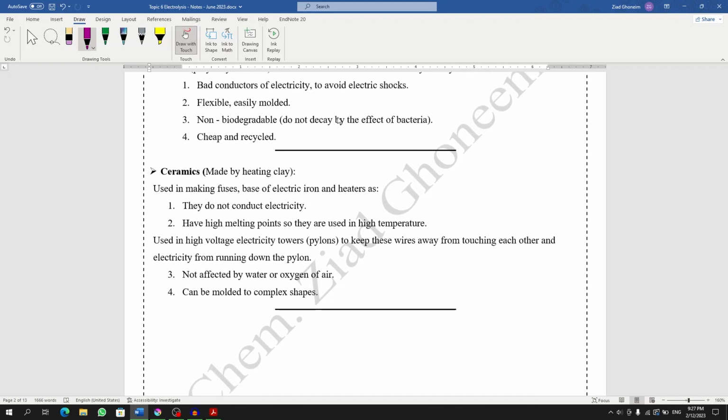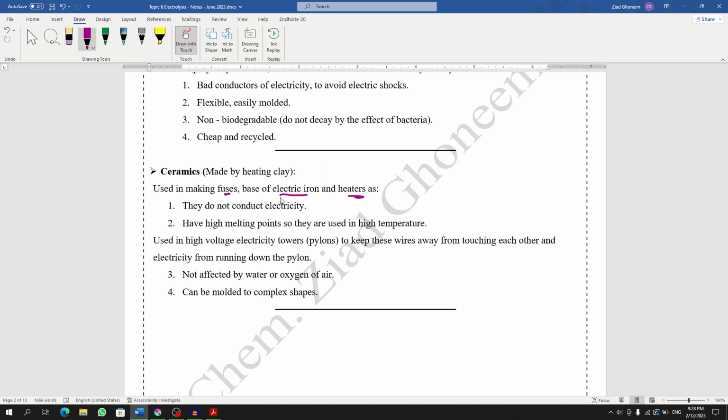Ceramics are made by heating clay. Clay is that substance you find in the bottom of rivers. When you heat that, it solidifies and forms ceramics. It's used in making fuses, base of electric iron, and heaters.